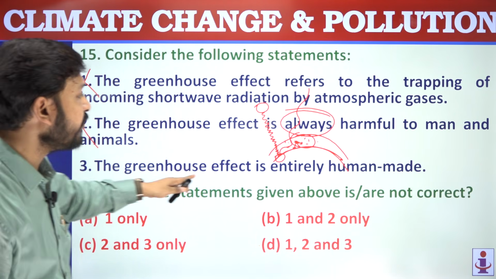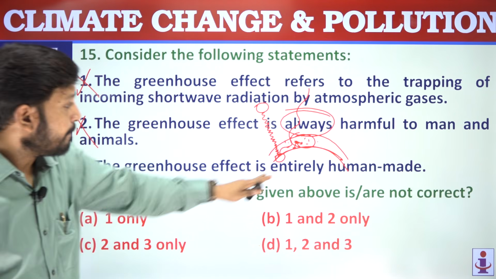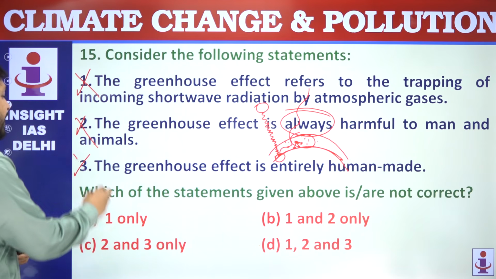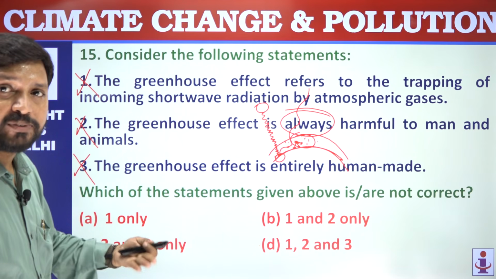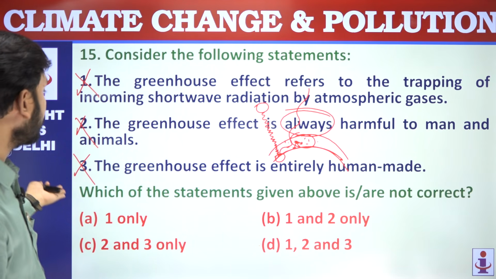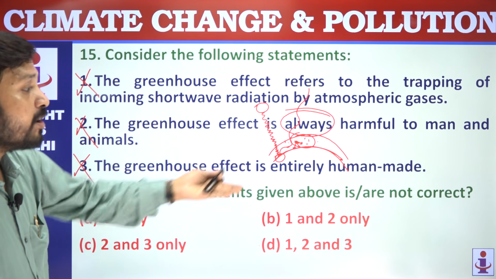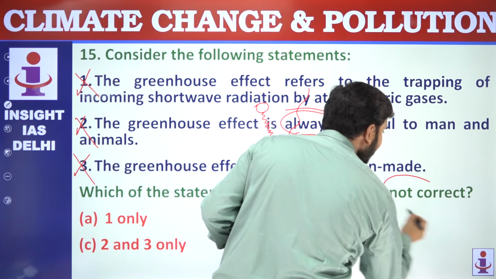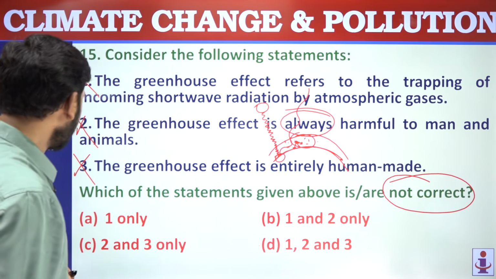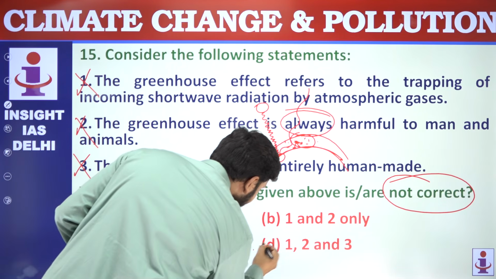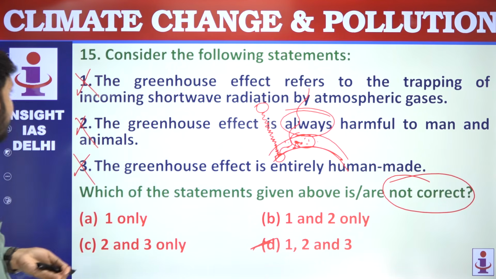Next one, the greenhouse effect is entirely human made. No, we have just seen that it occurs naturally, but humans have intensified its negative side. We need to find which of the following are not correct. Here all three are not correct, and all three are there in option D. So the right answer will be option D. Let's go to the next question.